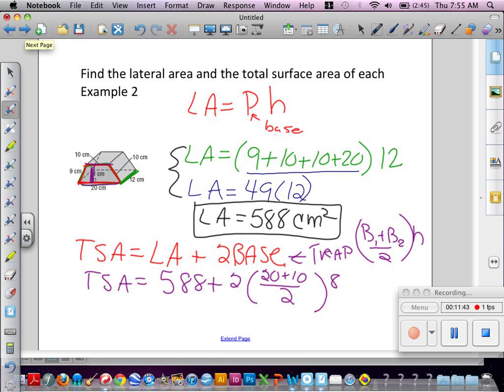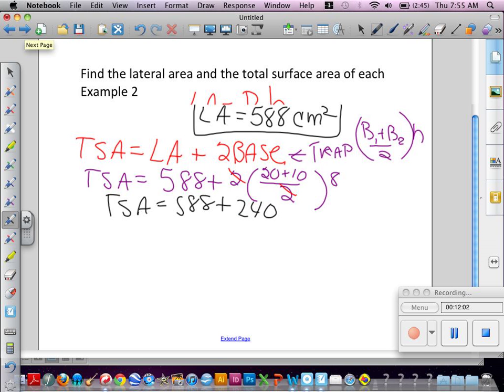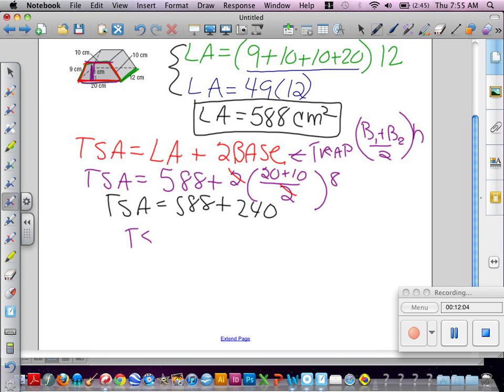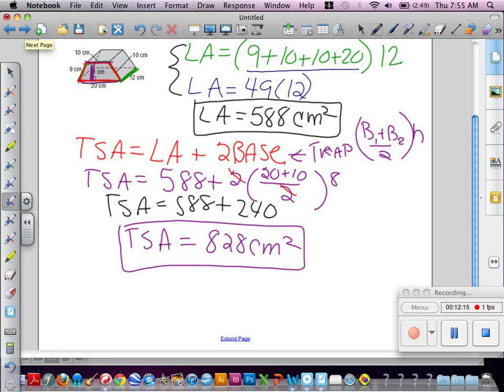Now I can see mathematically these 2's are going to cancel. So my total surface area, 588, plus I need to take 30 times 8, and I'm going to get 240. So then my total surface area, adding those two together, 828 centimeters squared. And again, you know, people, we need to show all of this work. We need to communicate our mathematics.